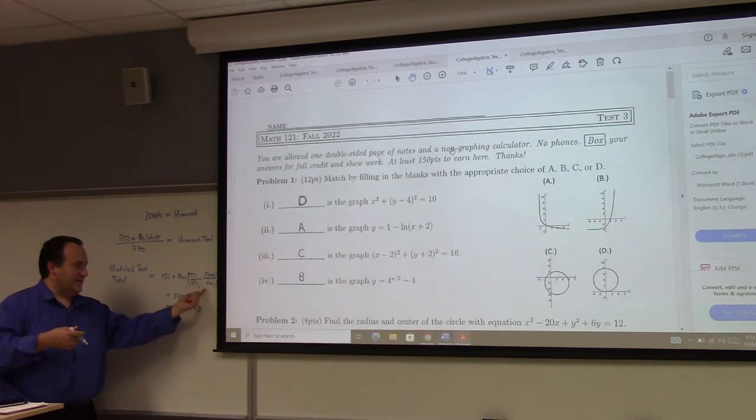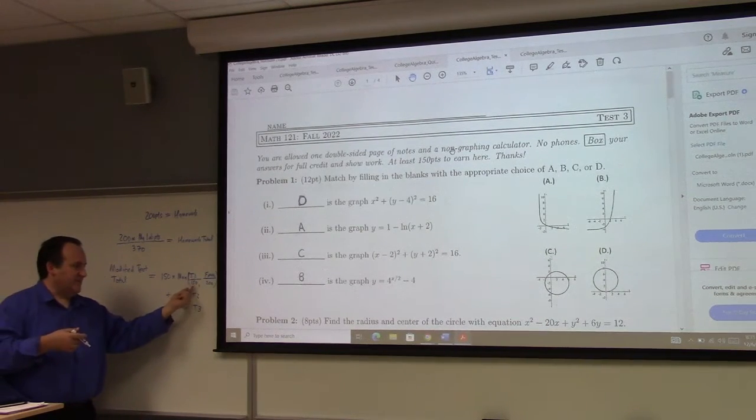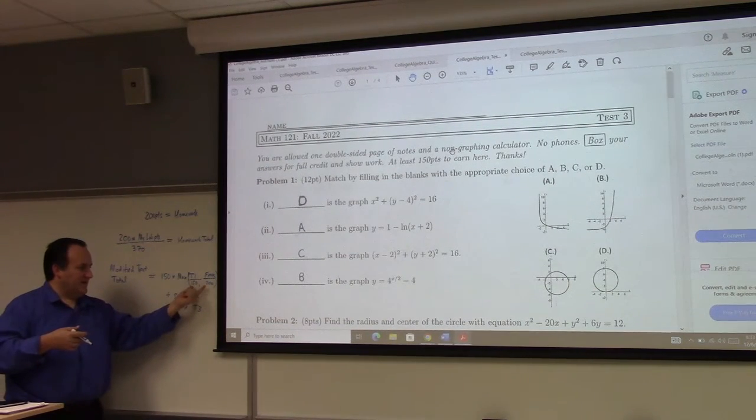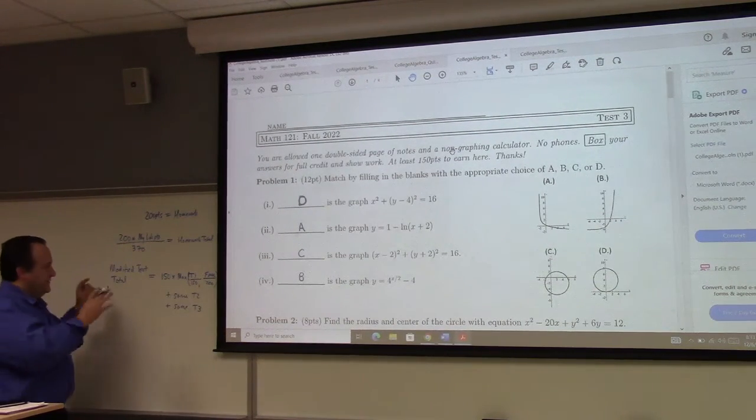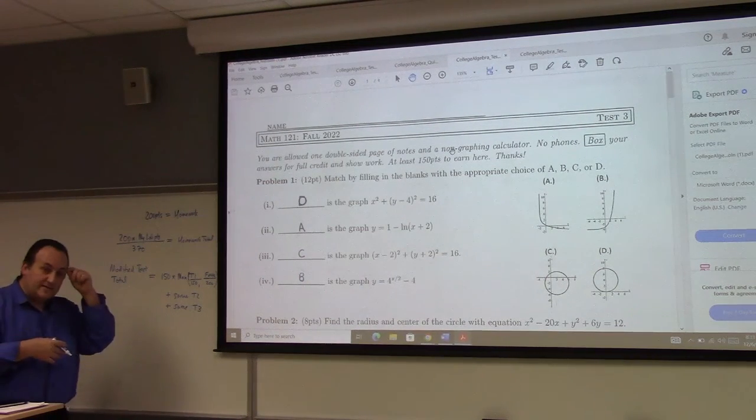I have to weight them, right? Because the final is 200 points, whereas your tests are 150. So I have to divide by these numbers to make it a fair comparison. This essentially gives me the percentage, percentage divided by 100, I guess. But anyway, I can't populate that column until after you guys are done, after I'm done grading the final.